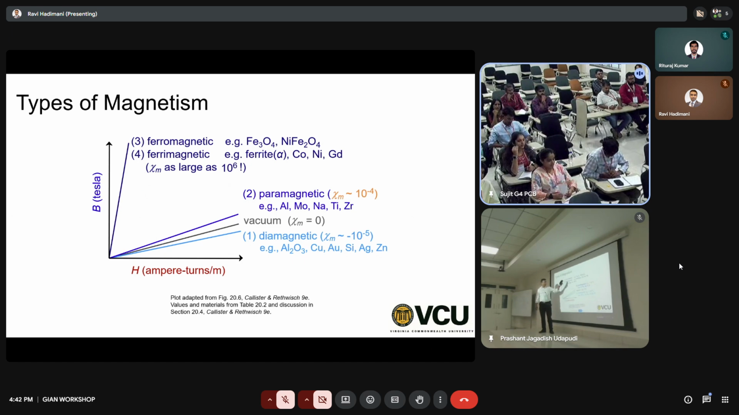Fe is also ferromagnetic. And don't worry too much about ferri and ferro. There is slight difference. Ferro has the highest, ferri has a little lower, but both are highly magnetic materials, or magnetic materials with high permeability or susceptibility. Okay, these are different types of magnetic materials.